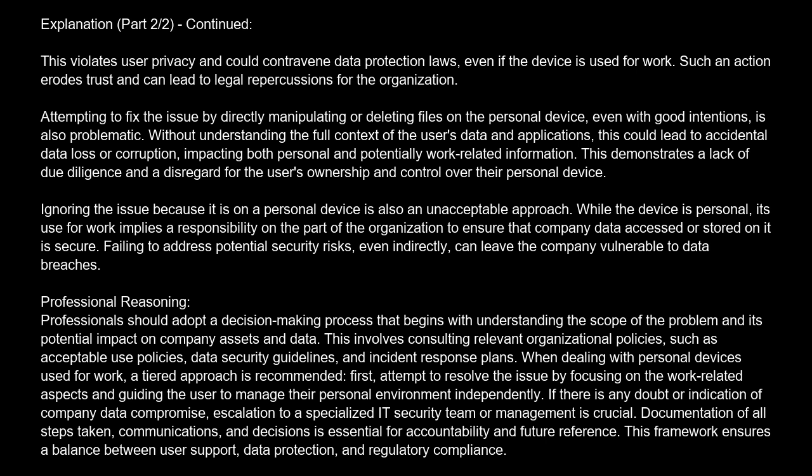First, attempt to resolve the issue by focusing on the work-related aspects and guiding the user to manage their personal environment independently. If there is any doubt or indication of company data compromise, escalation to a specialized IT security team or management is crucial. Documentation of all steps taken, communications, and decisions is essential for accountability and future reference. This framework ensures a balance between user support, data protection, and regulatory compliance.